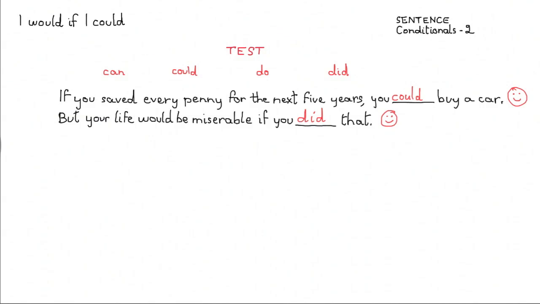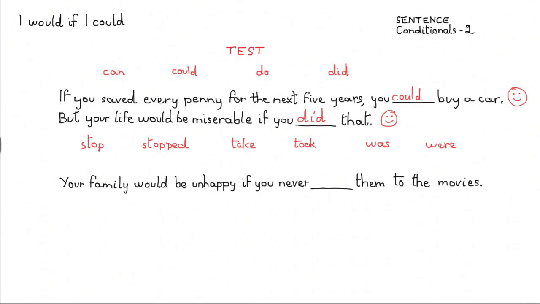And now we have 3 more sentences for which we have 6 options. So I'll just write the 6 options up here. Stop, stopped, take, took, was, and were. Those are the 6 options that you have to choose from. And here's the first sentence. "Your family would be unhappy if you never ___ them to the movies." Think about that. Make your choice. Click on one of the 6.